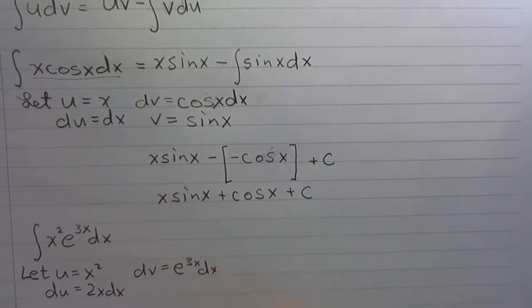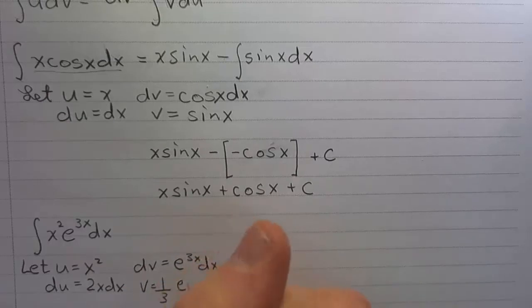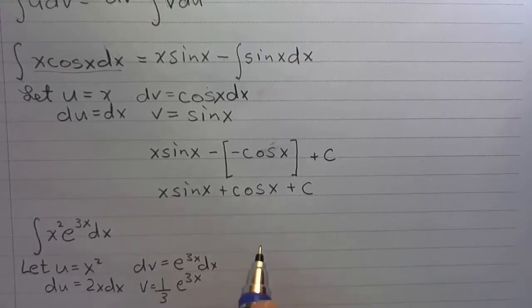And I find an antiderivative of that, which you got to be careful here because remember, you're getting the antiderivative. You're not differentiating. So v is equal to 1/3 e to the 3x. Remember, you divide by the derivative of the exponent. So a common mistake would be someone would multiply by 3. In other words, they would differentiate. So you got to be careful.